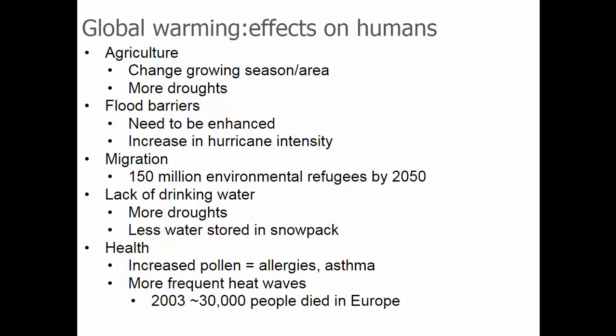Migration, so as people's homes flood, as drought increases, people need to find new places to live. They would call those environmental refugees, people that have had to leave their homes due to the effects of climate change and other types of environmental degradation. It's predicted there will be 150 new environmental refugees by 2050, and those people have to find a place to go. As we have more droughts, we lack drinking water.